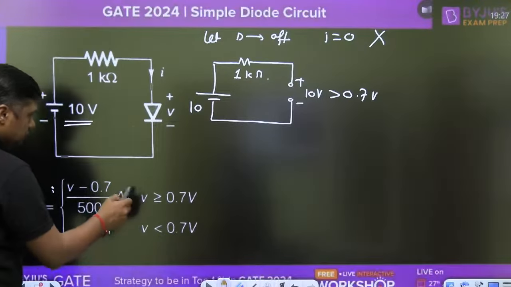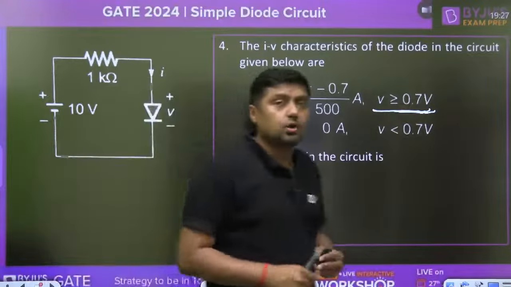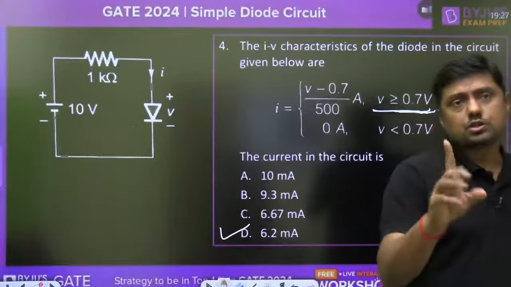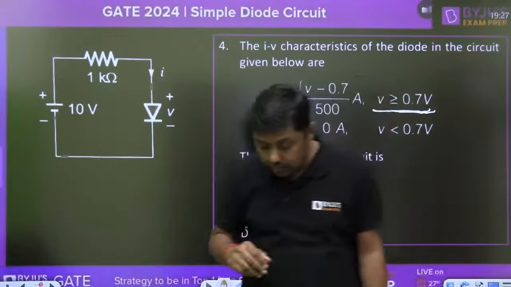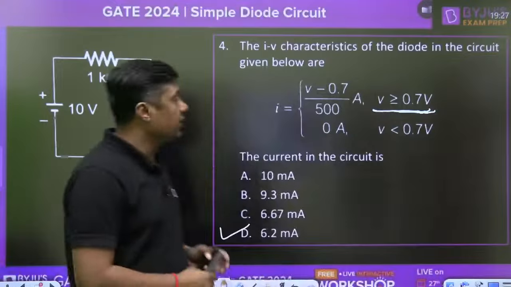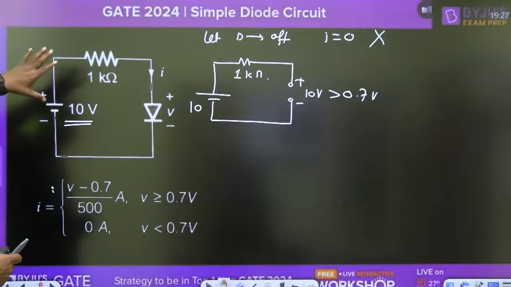Which one? D. There are different ways to solve the question. This is the first way, and I am giving you the second method, guys. So what is the very, very easy one? No need to write the diagram.